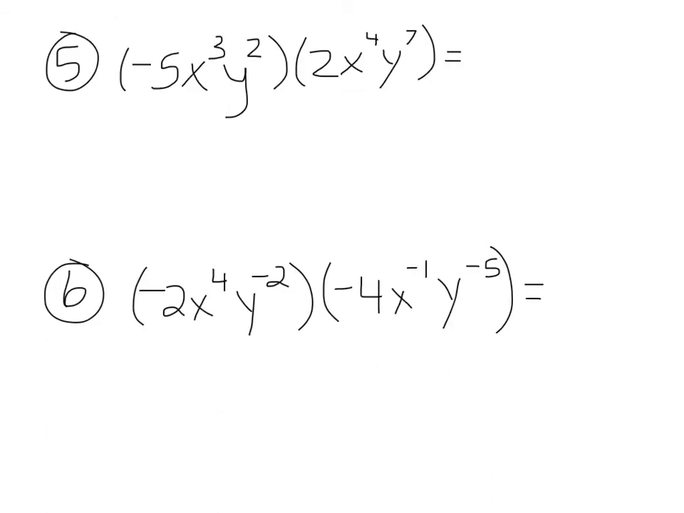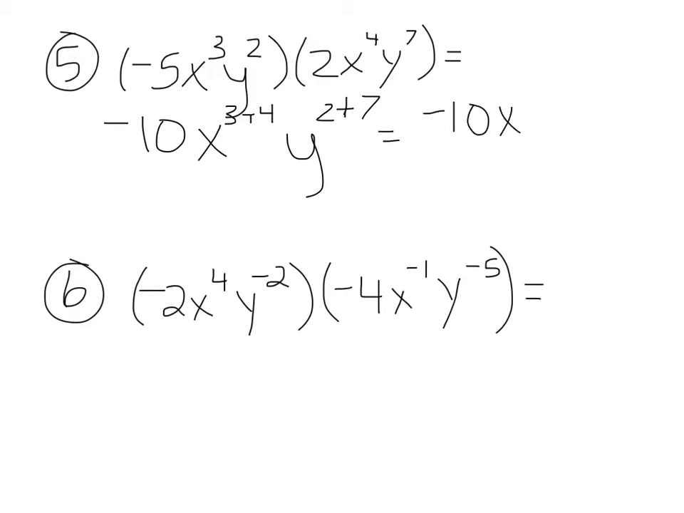Alright, these next ones are very similar, except now we're working with two different variables. We're going to multiply the negative 5 and 2 again to give me negative 10. Then we're going to put the x's together. There's a 3 and a 4, so we have 3 plus 4. Then we put the y's together, so we have 2 plus 7. X's and y's cannot go together, but the x's can go together and the y's can go together. So that gives me negative 10, x to the 7th, y to the 9th. There are no negative exponents, so you are done.